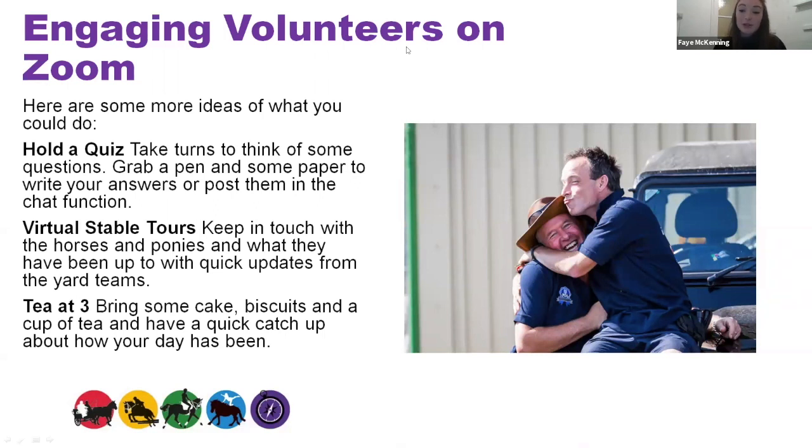We've also thought of virtual stable tours. So as you can all imagine, we are missing the ponies terribly, and we would love to be able to check in on them. Maybe if your yard or stables have some good Wi-Fi or 3G, you could get someone who is able to be there to Zoom your ponies and say hello and see what they're eating, see if they've got the rugs off for the first time, as this is a lovely view, and I know everyone who has horses likes to see this for the first time.